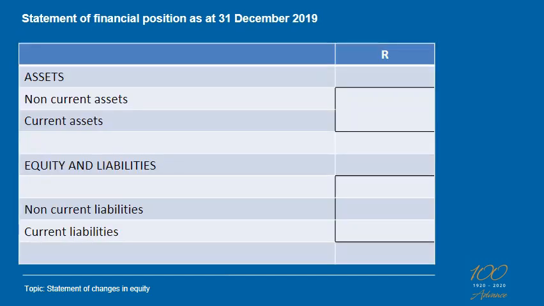While the statement of financial position is the basic accounting equation, so we have our assets and our equity and liabilities to be in balance. So I will take from the statement of changes in equity the closing balance of the capital account as at the end of the financial year.